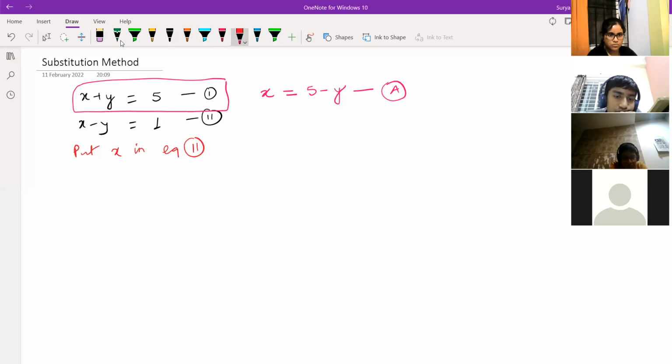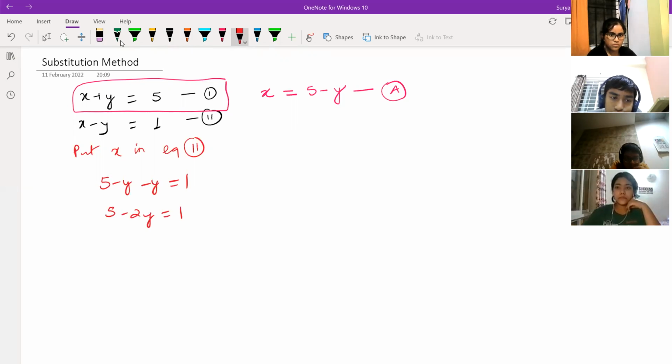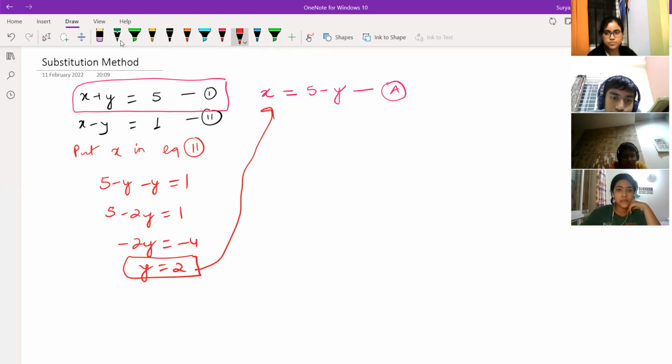So what do you get? 5 minus y, minus y is equal to 1. So 5 minus 2y is equal to 1. So minus 2y is equal to minus 4. What will y be equal to? 2. Clear? Now put this same y value in this: x is equal to 5 minus 2, x is equal to what?